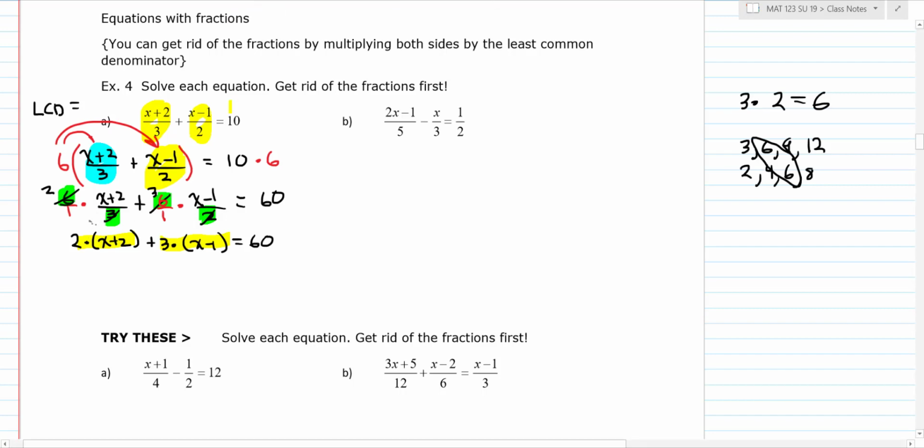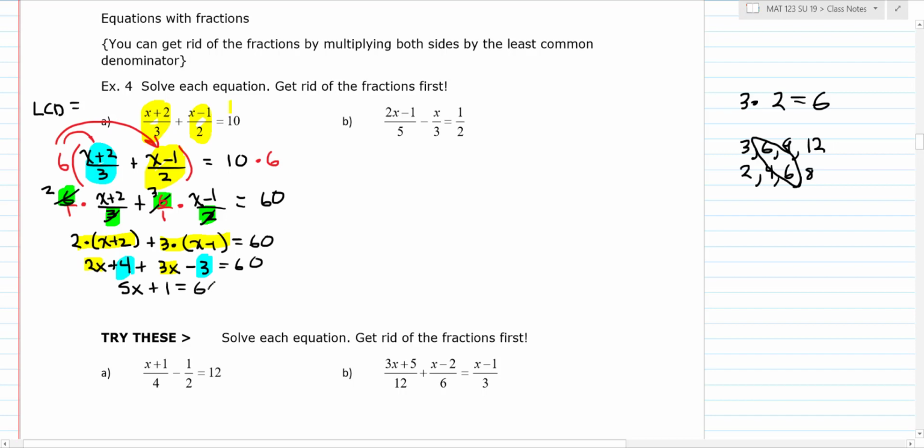Now I do the distributive property. So 2 times x is 2x. 2 times 2 is 4. Same thing here. 3 times x is 3x. 3 times 1 is 3, and that's negative 3, equals 60. Now you have like terms, so you want to collect. Those go together, and these go together. So 2x plus 3x is 5x. 4 minus 3 is positive 1.